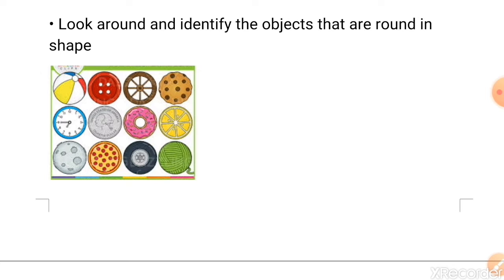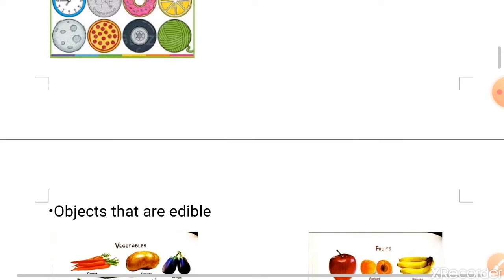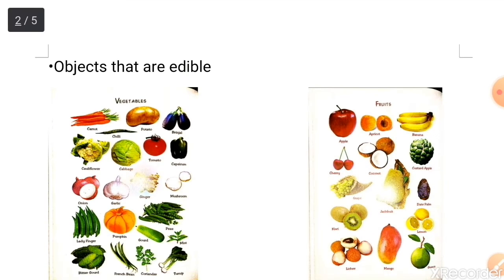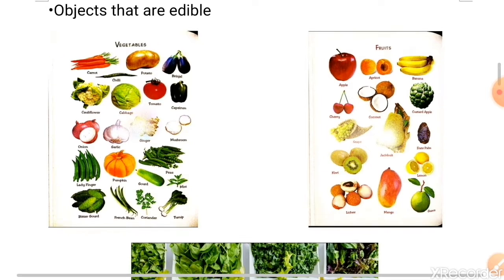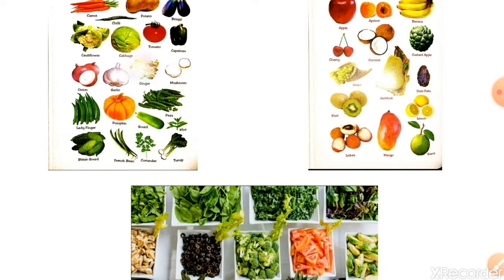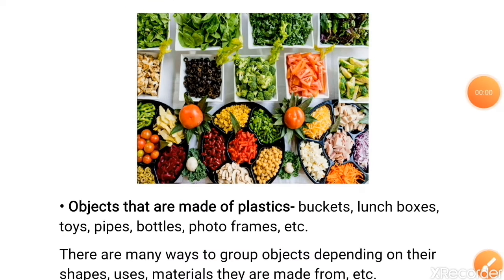Suppose we are looking for objects that are edible. So students, in that case, our list will include these things: vegetables, fruits. Now, we can also find some of those round shaped objects we just listed out are also in these groups. As you can see, your tomato, many of the fruits, they are nearly round. Let us say we wish to make a group of objects that are made up of plastic. At that time, our list will be like that: buckets, lunch boxes, toys, water container, pipes, photo frames, and many more.